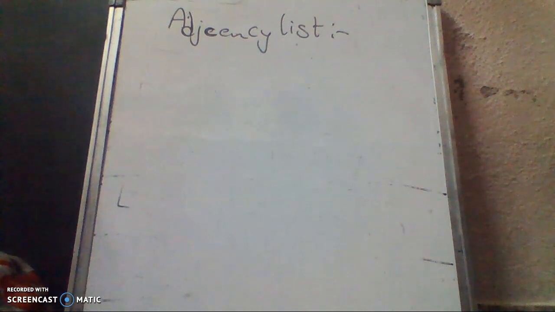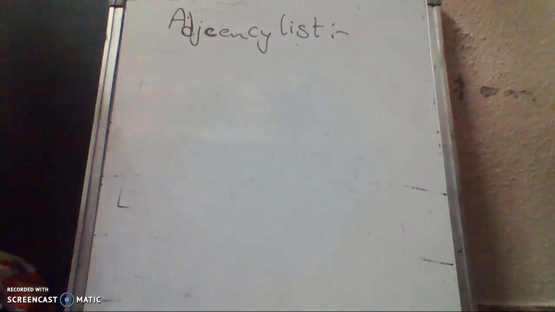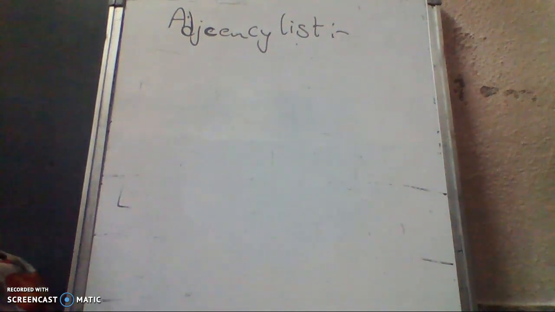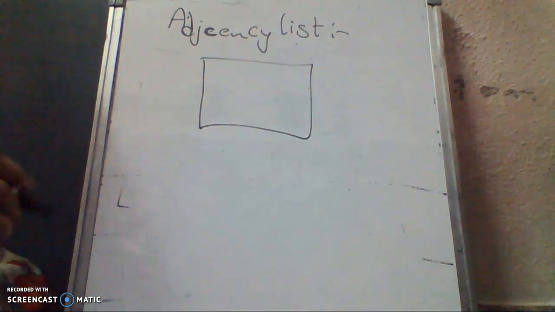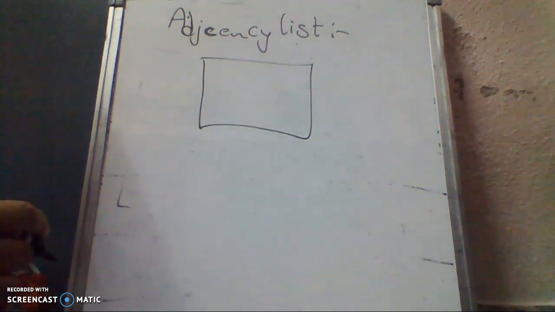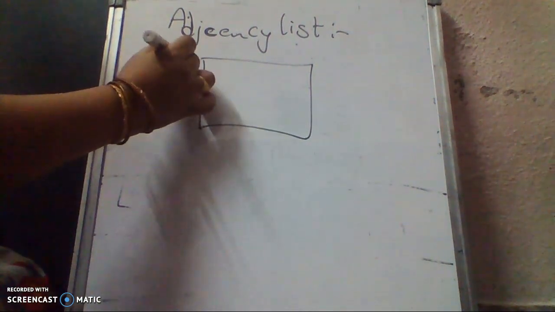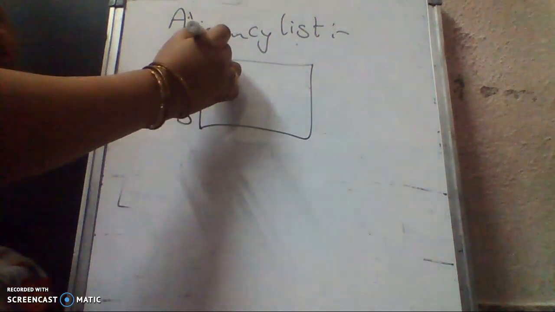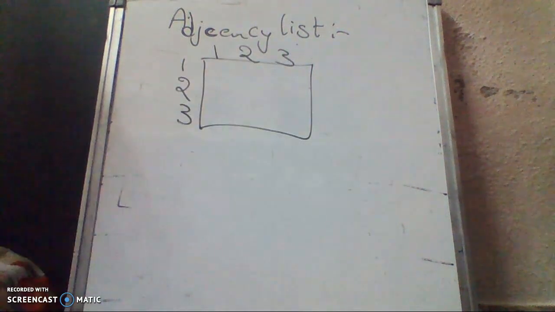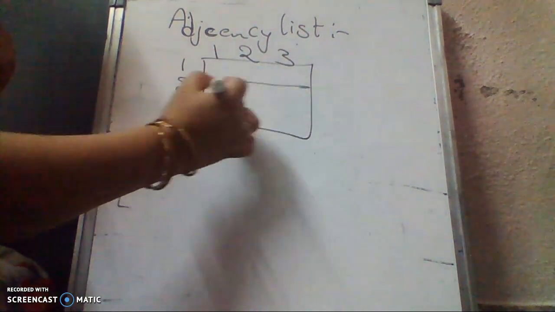In our previous class we saw how to represent a graph using an adjacency matrix. In that adjacency matrix we create a matrix of vertices, and wherever a vertex has an edge we mark it as 1, otherwise 0. For example, if a graph has 3 vertices, a square matrix is created with 3 rows and 3 columns.